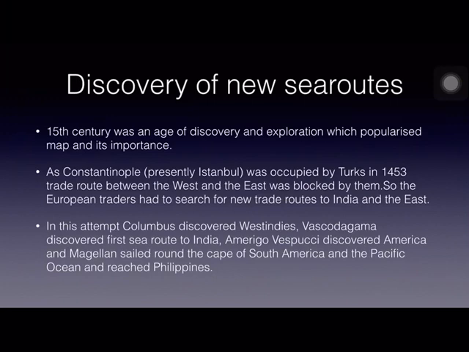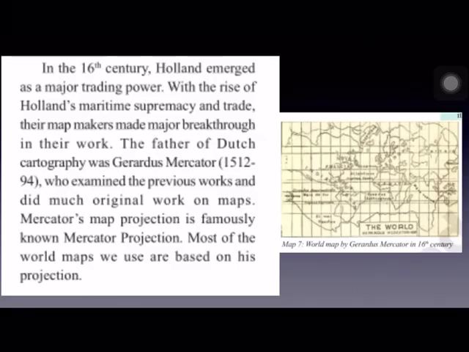And Magellan sailed around the Cape of South America and the Pacific Ocean, and he was the one who named the Pacific Ocean as such. He called that ocean Pacific Ocean because when he was sailing through it, he found it very calm and peaceful. And after that he reached the Philippines, and of course he died in the Philippines. So that is the reason why the new sea routes were discovered.